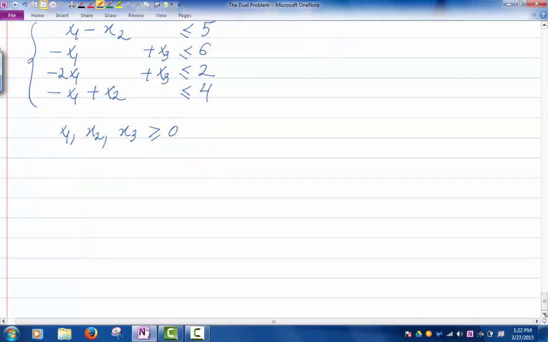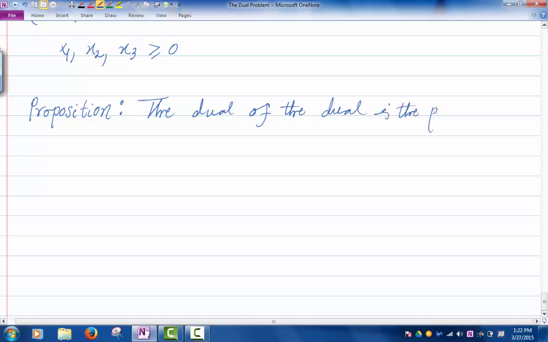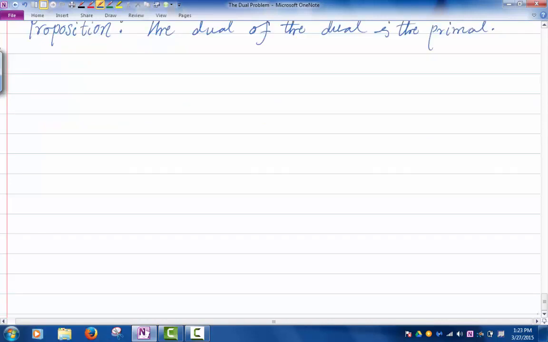Okay, so my proposition then here is that the dual of the dual is the primal. My language is a little bit informal, but I'm pretty sure you understand what I'm saying here. So the dual of the dual is primal. That's what I'm claiming. So let's look at what's the dual.